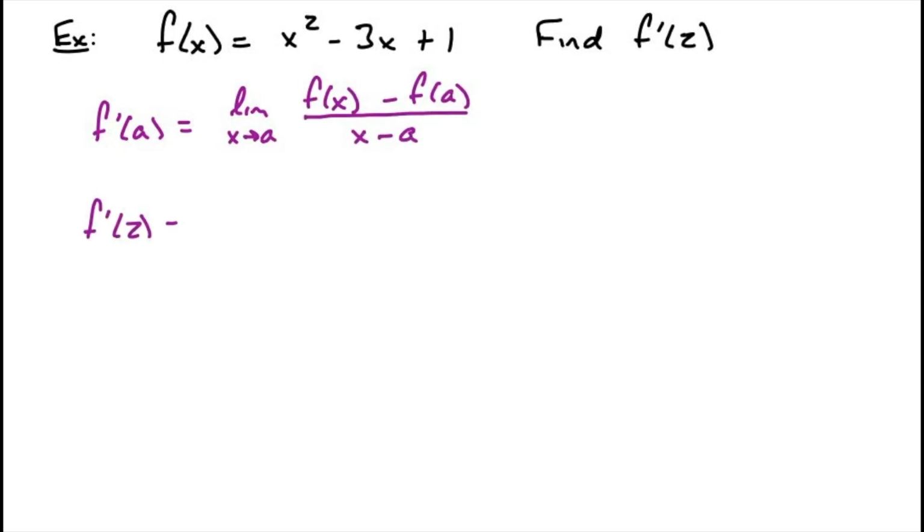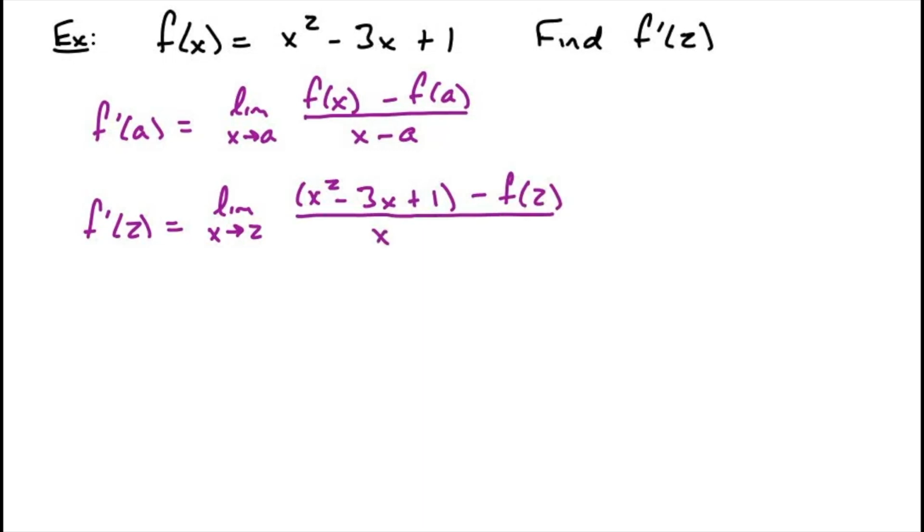So if we're going to compute f prime of 2, we will need the limit as x approaches 2 of f of x, but we already know what f of x is. That was given to us. That's x squared minus 3x plus 1 minus f of 2, which we don't know yet, all over x minus 2. So if we write out the formula for this limit, it makes sense that the first thing that I need to find is f of 2.